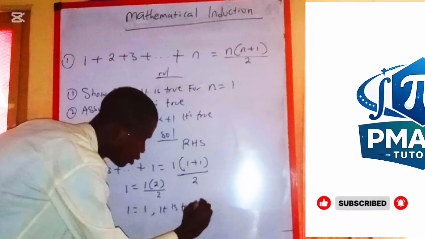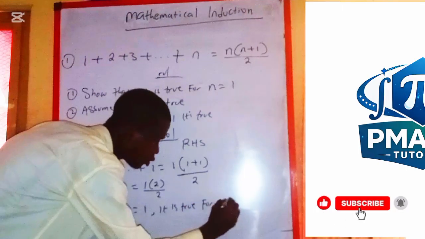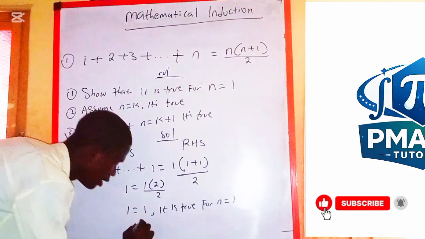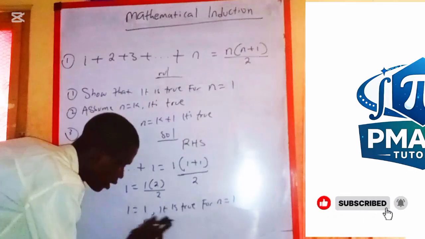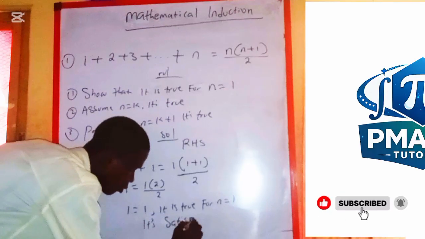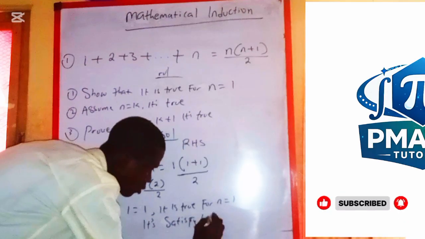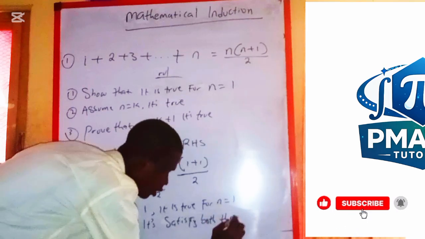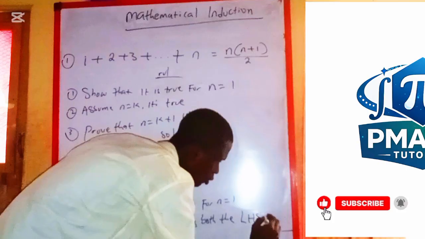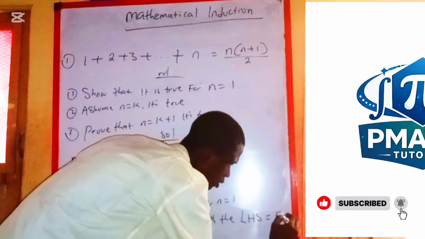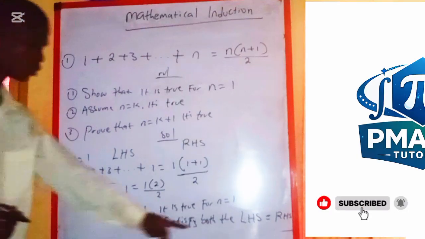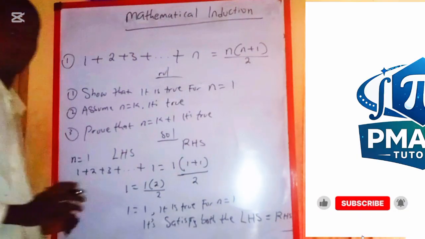It is true for n equals 1 because it satisfies both the left hand side and the right hand side. These two are equal.